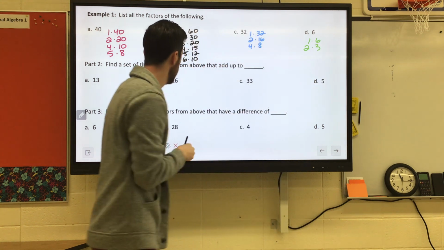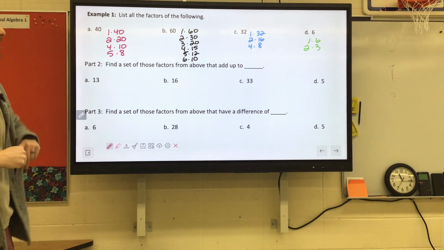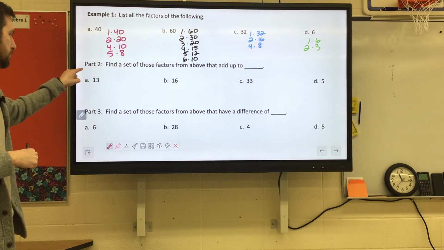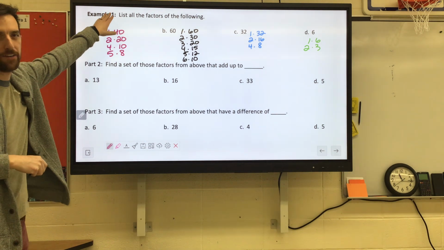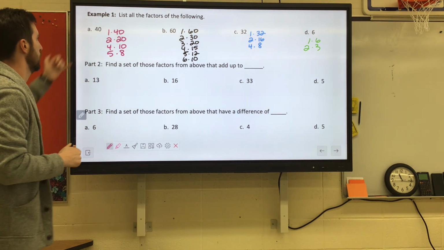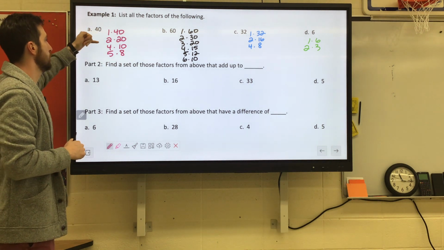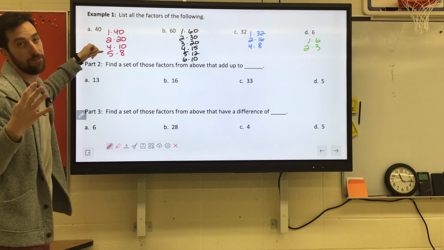All right. So now part 2 says find a set of those factors from above that add up to, in this first case, 13. We're looking at factors of 40. We have all the sets. 1 plus 40 is 41. 2 plus 20 is 22. We have 14. And then, 5 plus 8.